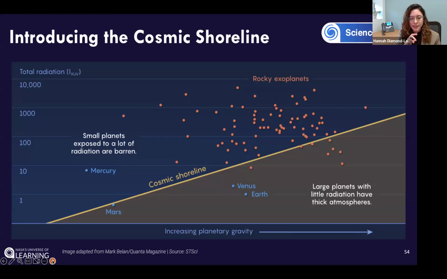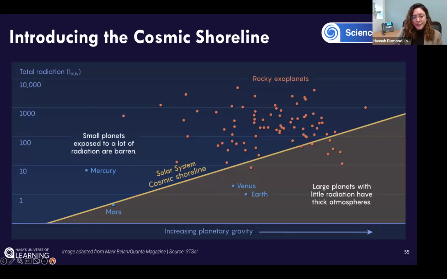But a key point, next slide, is that this cosmic shoreline is derived from the solar system. So it works for the solar system. So you can see here Mercury, Mars, Venus, and Earth. Earth and Venus very happily in that region of the diagram where these planets should have atmospheres, and we know that they do. Mars kind of right on the line. It has a very tenuous but still measurable atmosphere. And then you have Mercury, which is airless.